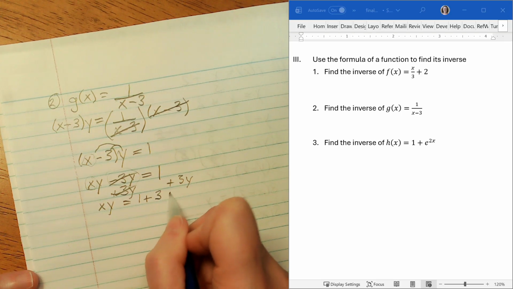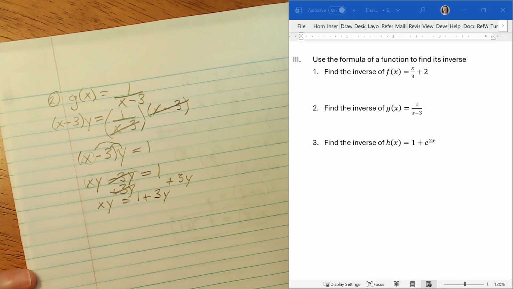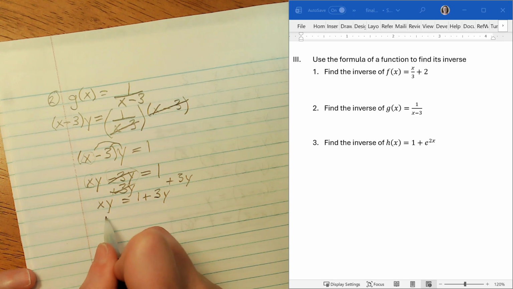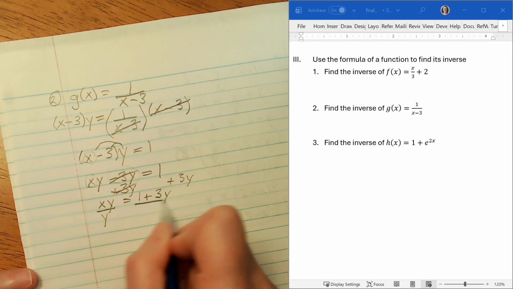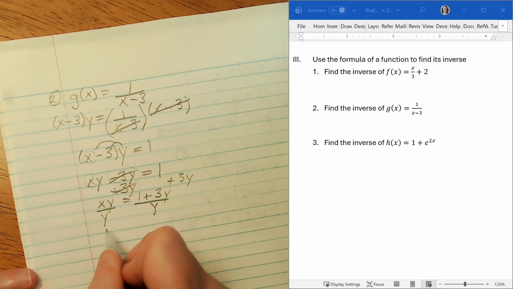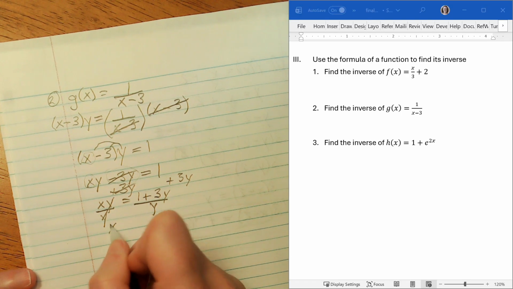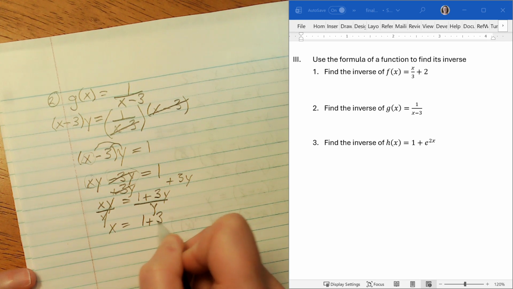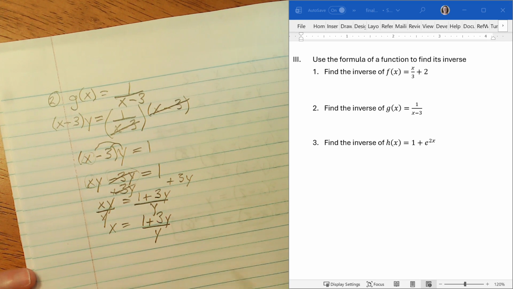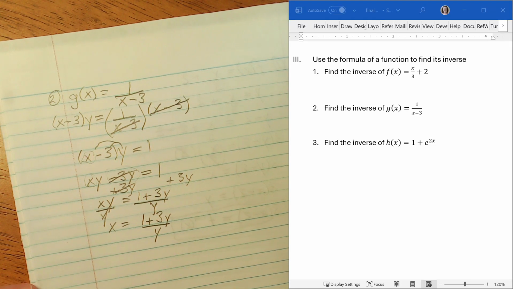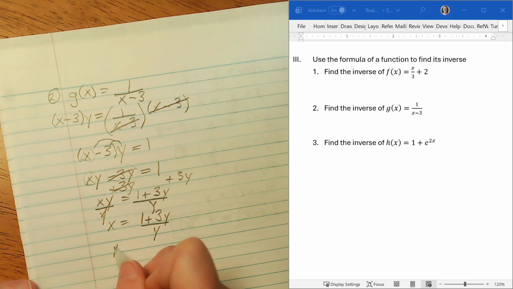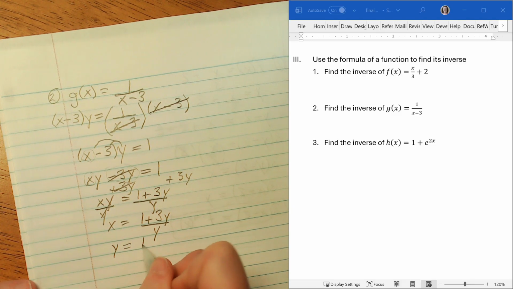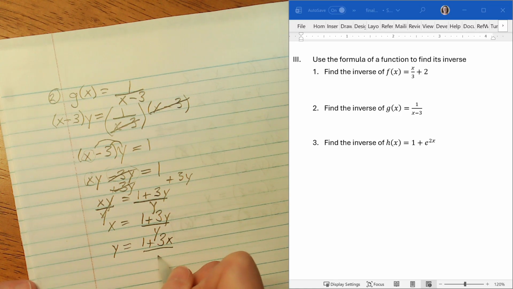Okay, so we have 1 plus 3y on the right hand side. And now to solve for x, I just need to divide both sides by y, since x is being multiplied by y here. I get rid of it by dividing. Okay, so this is going to be x equals 1 plus 3y over y, and there's no need to simplify any more than that. Now, to finish up here, I'm going to swap the names x and y. So y equals 1 plus 3x over x.